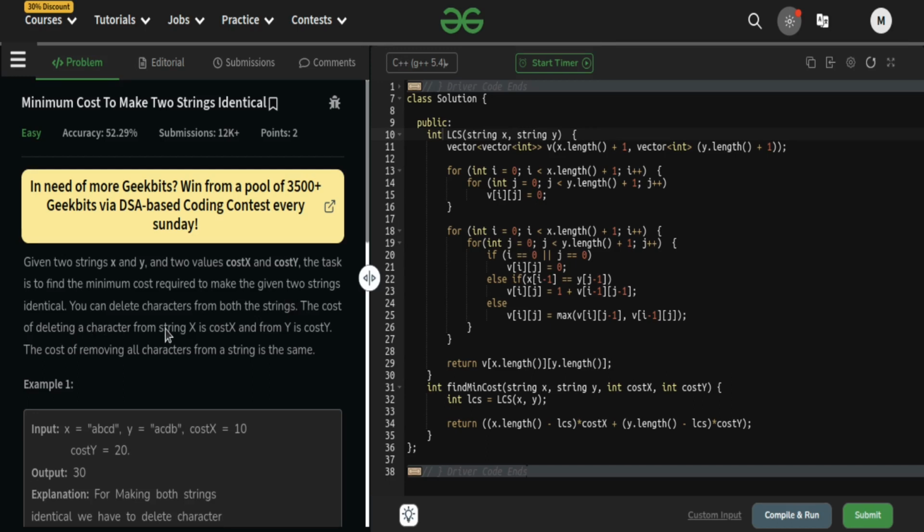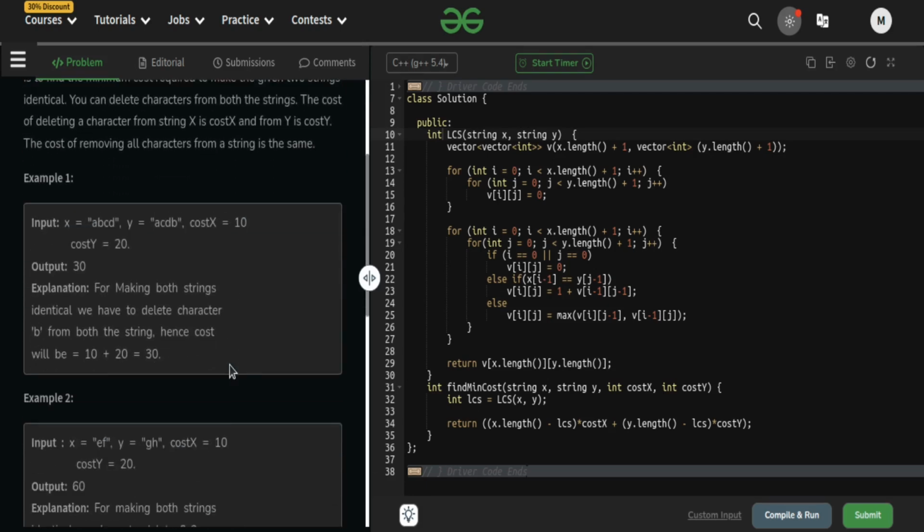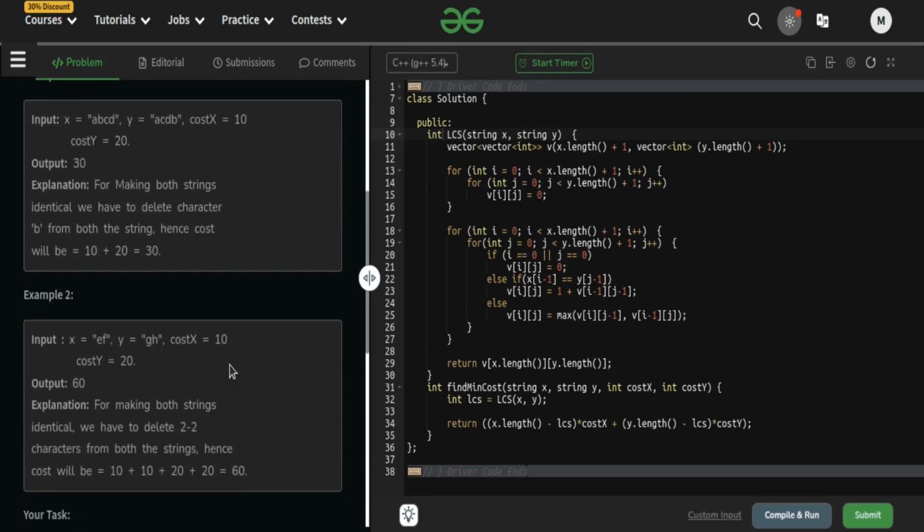You can delete characters from both these strings. The cost of deleting a character from string x is costX and from y is costY. The cost of removing all characters from a string is the same. So let us try to understand the problem statement with the help of an example.